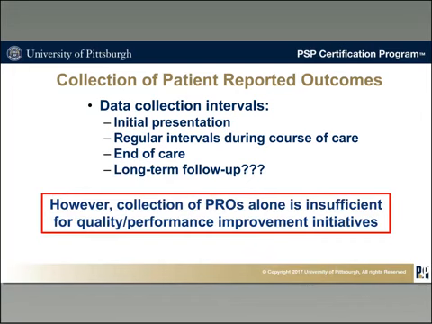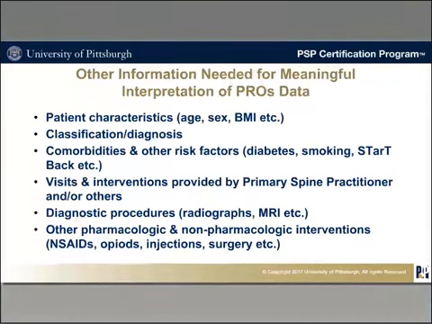However, collection of these patient-reported outcomes alone is insufficient for quality and performance improvement initiatives. Other information that is needed for meaningful interpretation of patient-reported outcomes data: we need information about the characteristics of the patient, their age, their sex, their BMI. We need their classification and their diagnosis. We need to know comorbidities and other risk factors. So, for example, things that might impact their outcome, like diabetes, smoking, the STarT Back score.